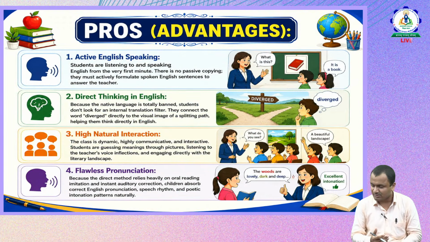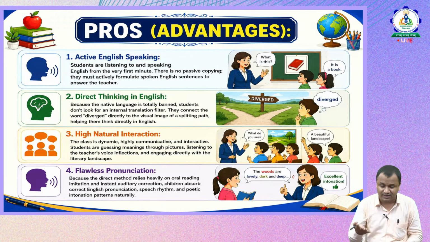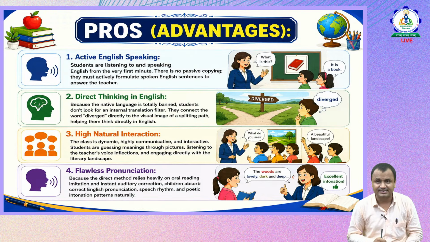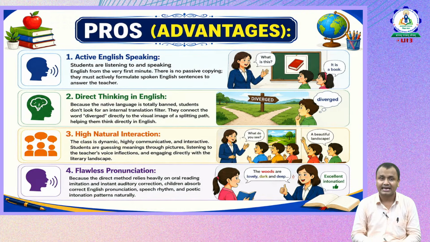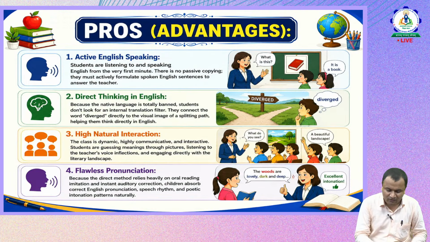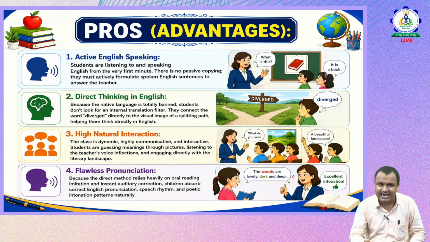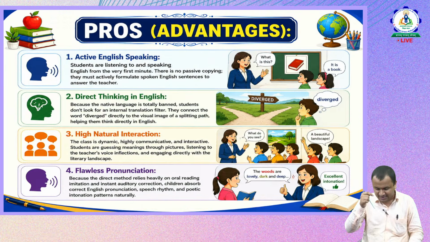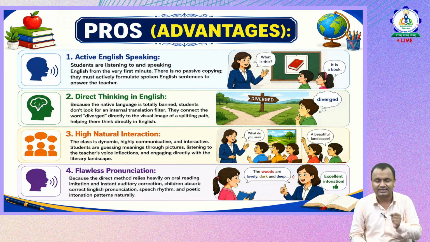Now, we need to understand some of the advantages and disadvantages, or pros and cons, of the direct method. Let's start with the advantages, or pros. Number one, active English speaking. When we ask a student what is this, and the student replies it is a book, it is a board, this is the marker, I am the boy, we are providing the opportunity to speak in the target language actively. So while teaching through direct method, we provide the opportunity to the learner to speak in that particular language and participate actively.